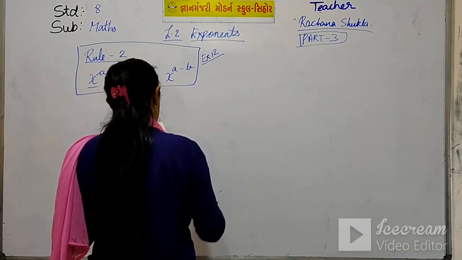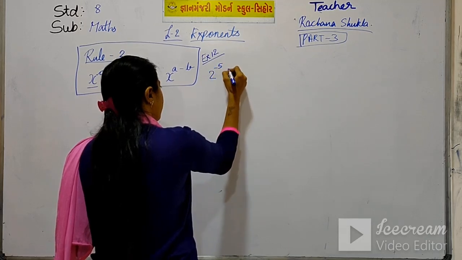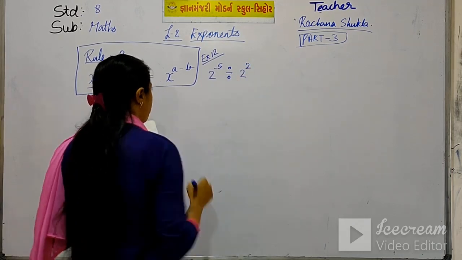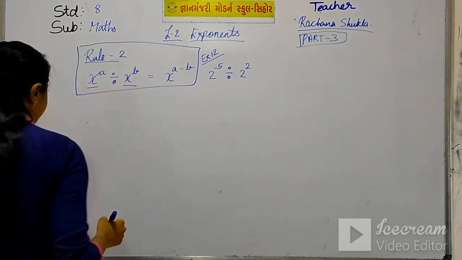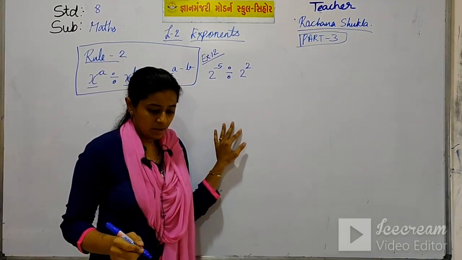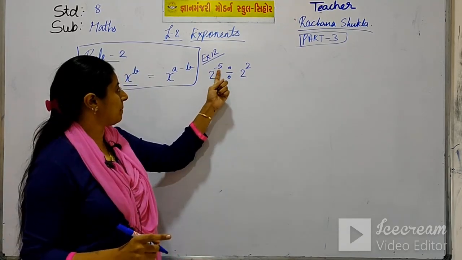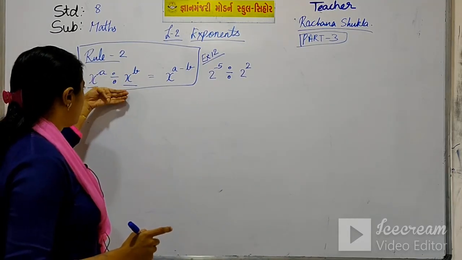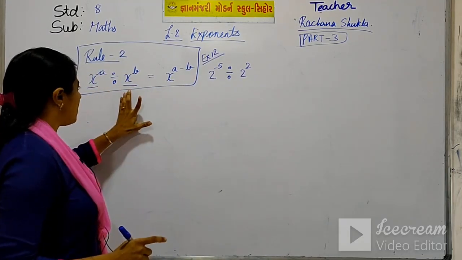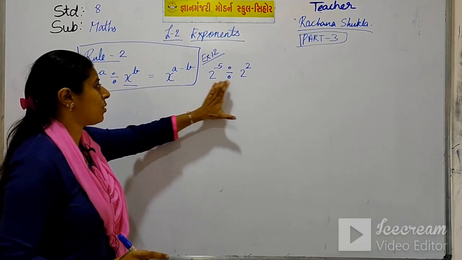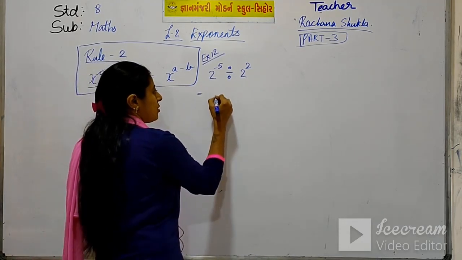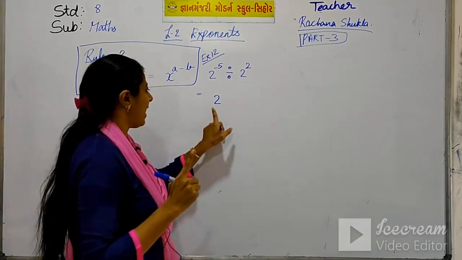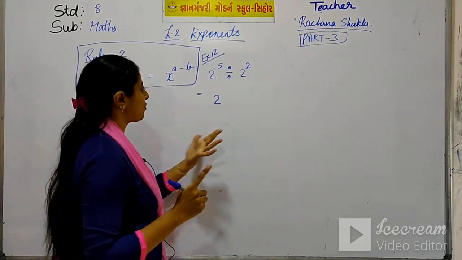Your example 12 is 2 to the power minus 5 divided by 2 to the power 2. Now see here, this rule will be applicable here. Same base, we have the same base 2 and 2. So we will take 2 as common, only one time, and the powers will be subtracted.